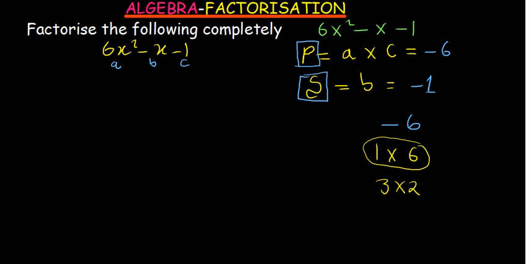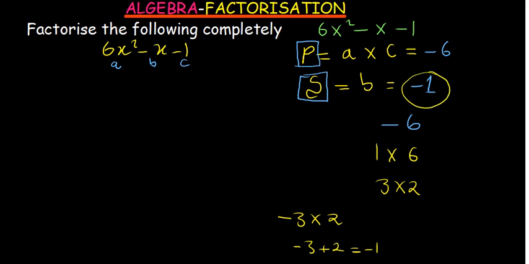What about negative 3 times 2? Okay, negative 3 and 2. That's correct. So you need a negative 3 and 2. Why? Because negative 3 times 2 will give you negative 6. And if you say negative 3 plus 2, this will give you negative 1, which is the sum. That's correct. Good.